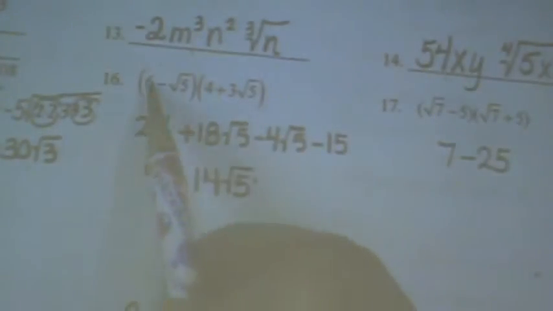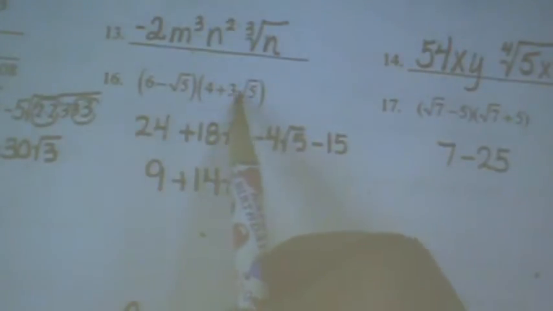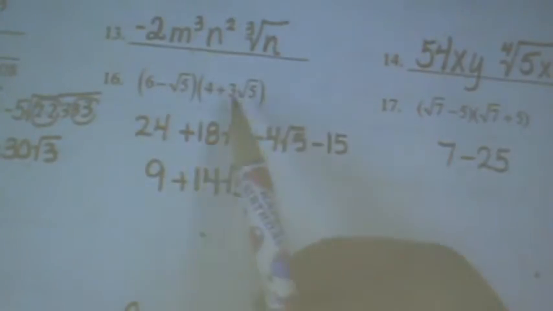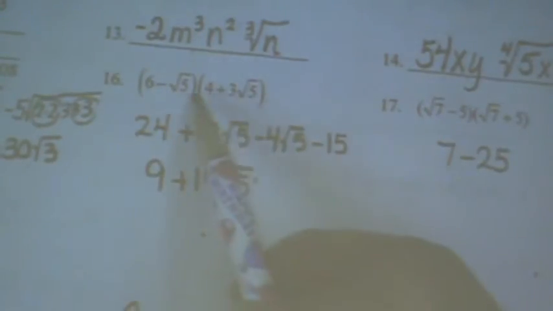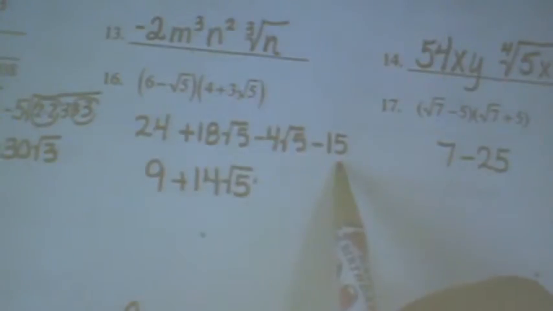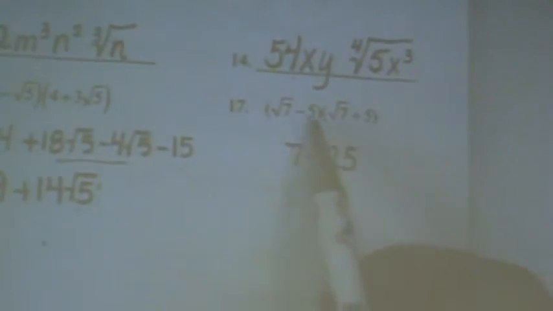This one, you're gonna multiply 6 times 5, 6 times 4 is 24, 6 times 3 root 5 is 18 root 5. You're foiling, and remember, root 5 times 3 root 5, you got a pair of 5s, you're gonna take out, 3 times 5 is 15. And then these two you add, you get 14 root 5, and these two you add, you get 9, that's your final answer.